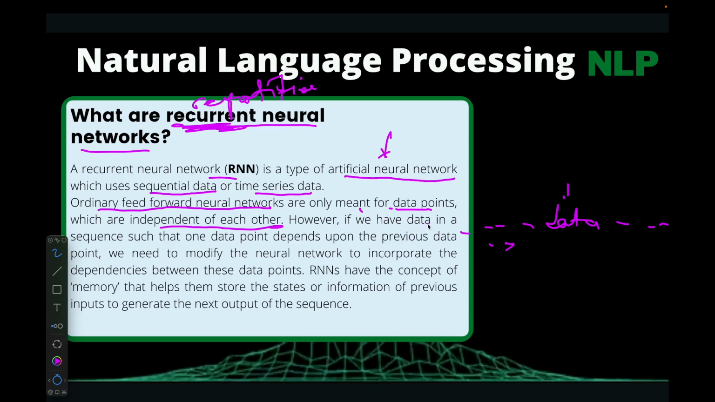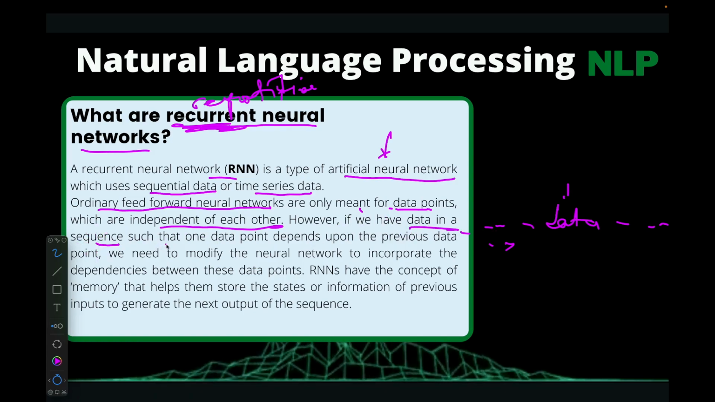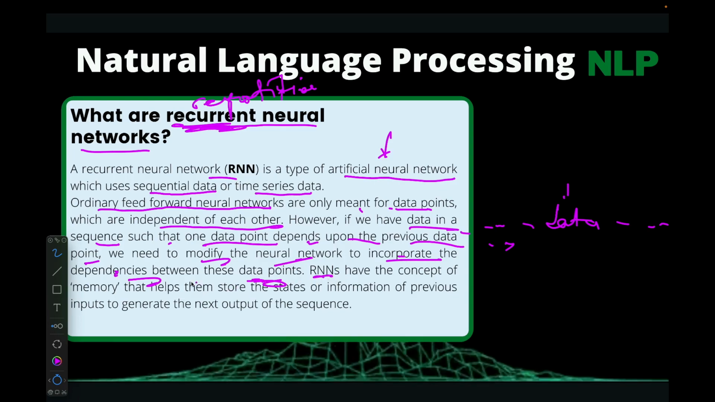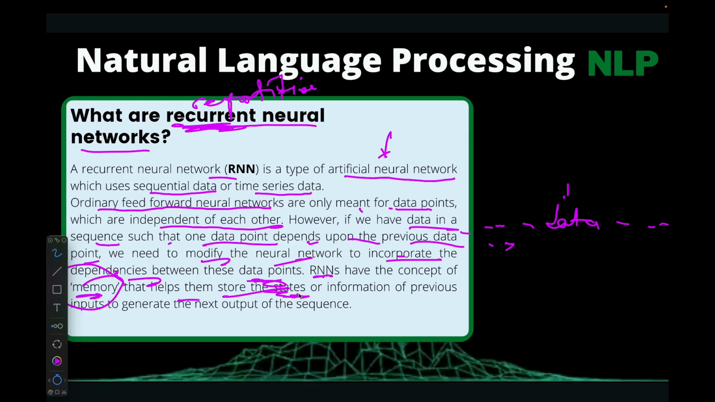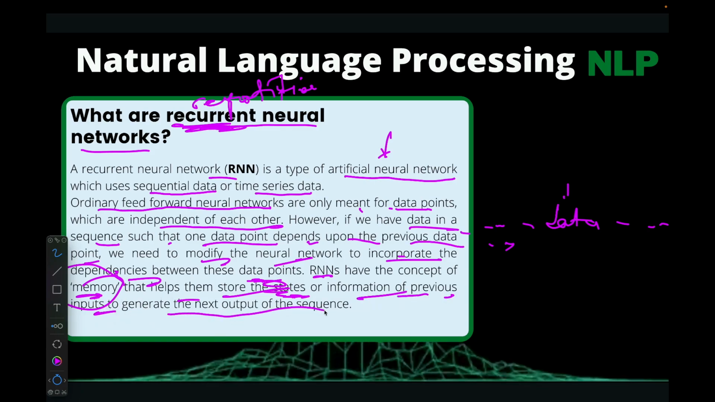However, if we have data in a sequence such that one data point depends upon the previous data point, then we will need to modify the neural network to incorporate the dependencies that are between these points. Now these RNNs, as we talked about, have what is called memory, and this memory helps them to store the states, or information of previous inputs, to generate the next output of the sequence.